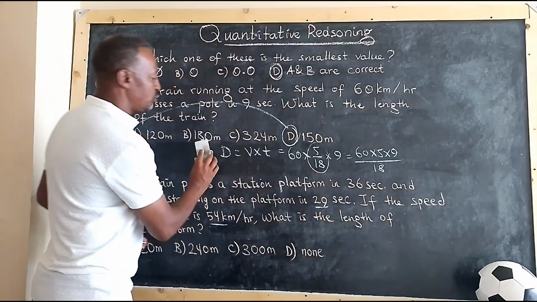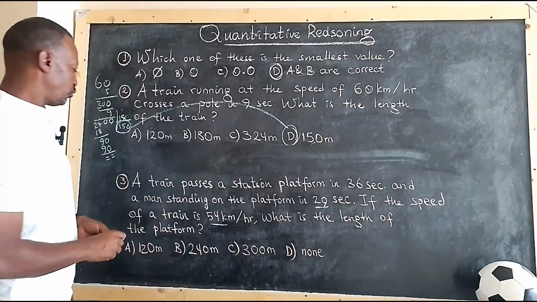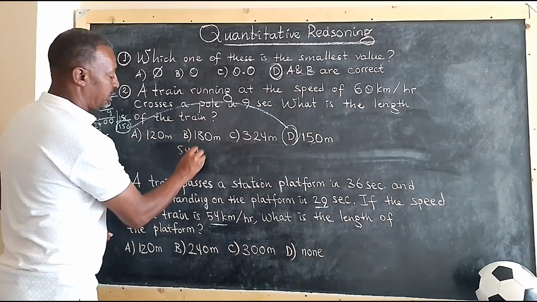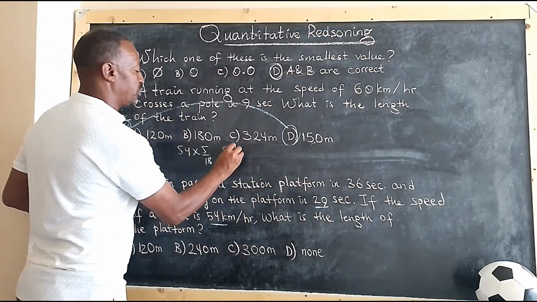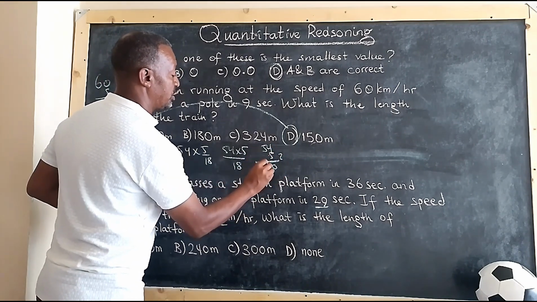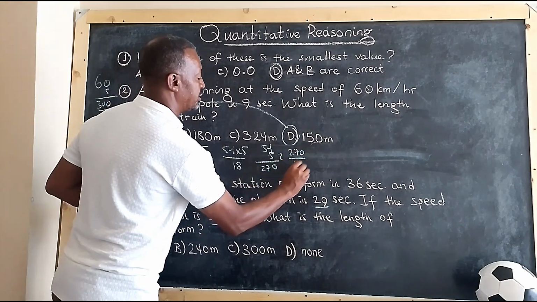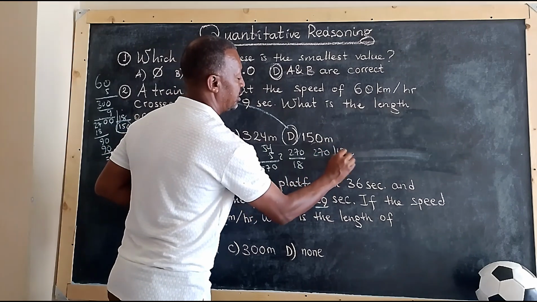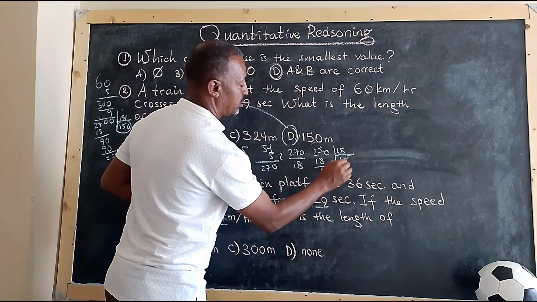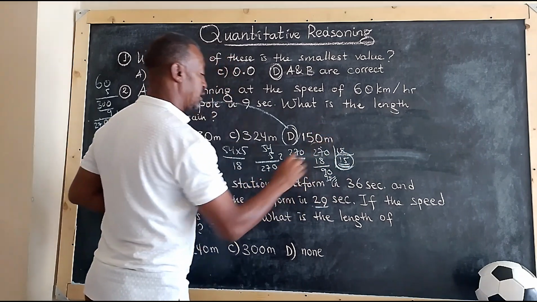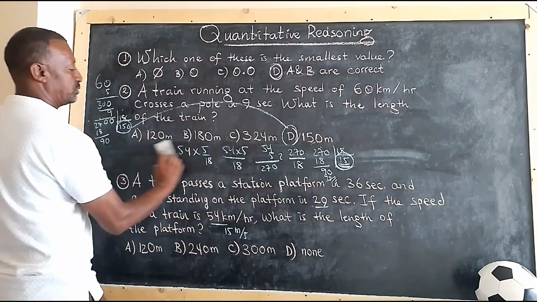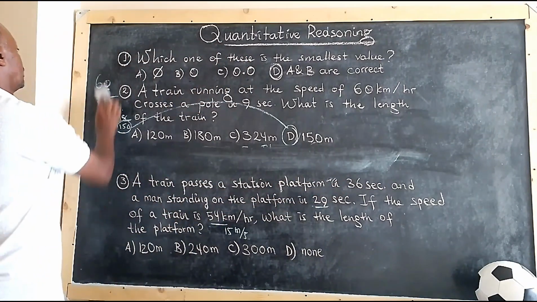Great. Let's do this. Now let's change this into meter per second first. So 54, you can just multiply it by 5/18, which means 54 times 5/18, which is 270/18. If you divide 270 by 18, you get 15. Now we can find that it is 15 meters per second. Great. Now let's go to the calculation.